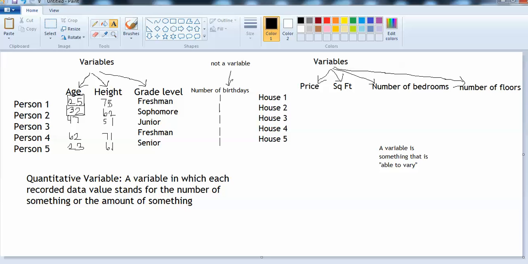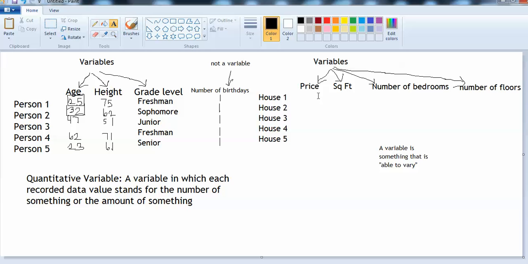So basically, whenever each data value stands for either the number of something, such as the number of children or the number of TVs a person owns, or the amount of something, like the amount of height or the amount of age that a person has, then those things would all be quantitative variables. So we have two quantitative variables.